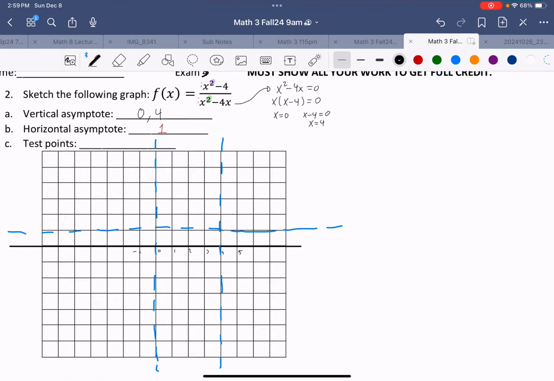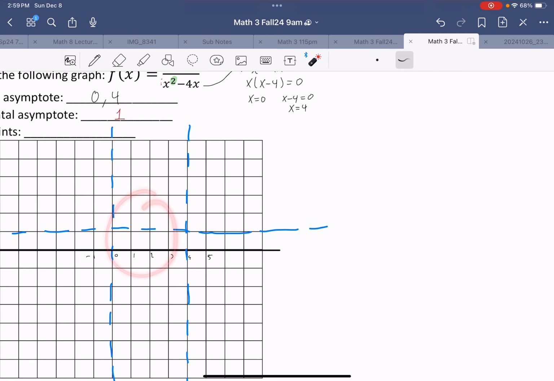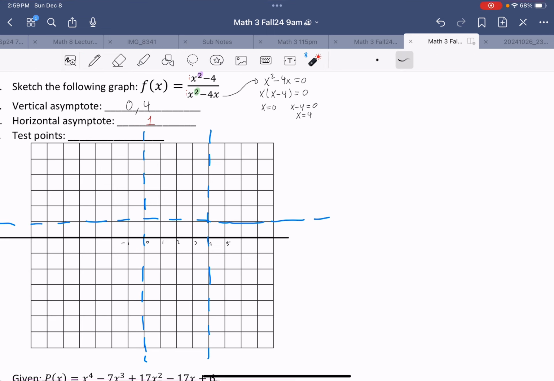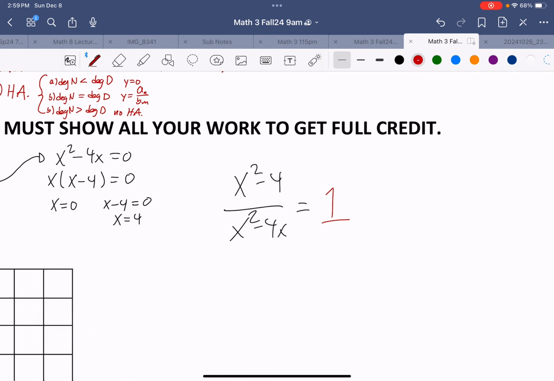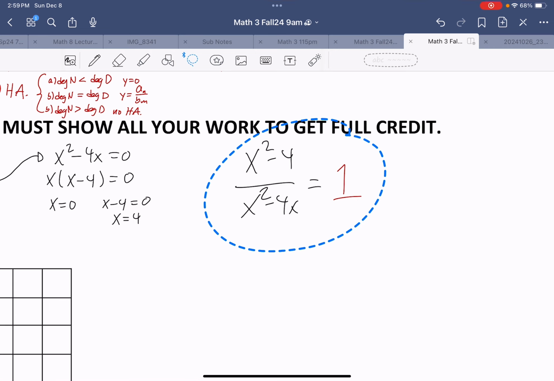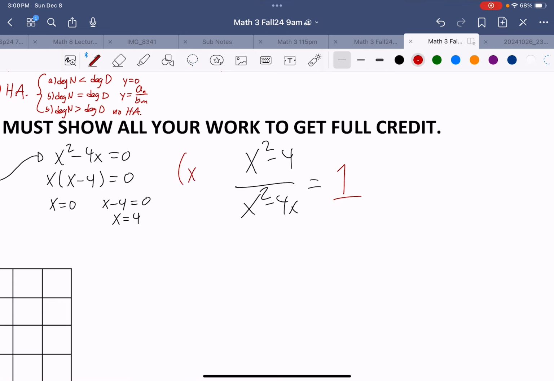Now, don't forget, sometimes we do cross this horizontal asymptote. So we have to set the whole function equal to my horizontal asymptote to verify if it will intersect it. So it's going to be here. I multiply by x squared minus 4x to both sides because I'm trying to get the variables out of my denominator.